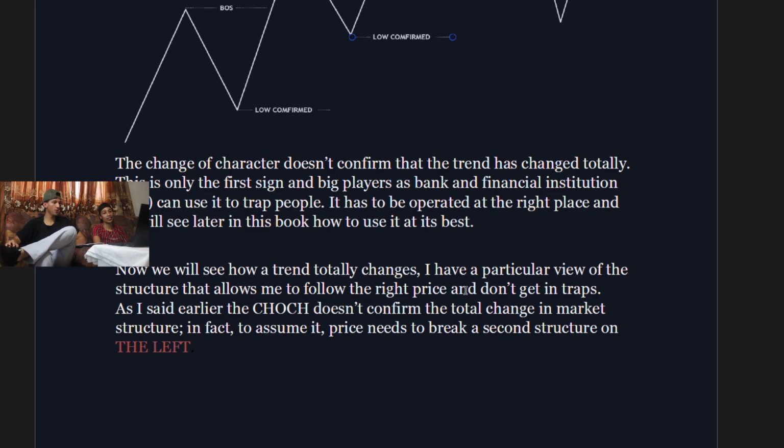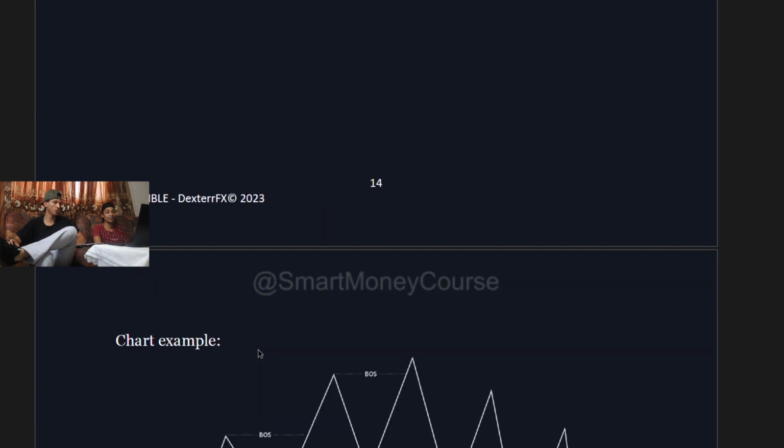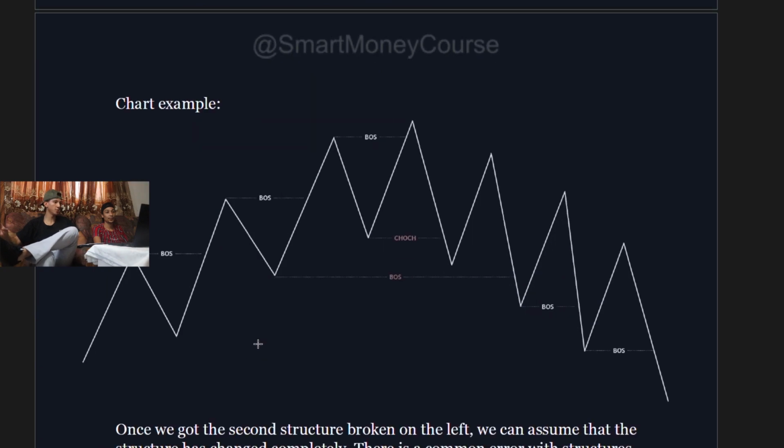I have a particular view of the structure that allows me to follow the right price, and I don't get into traps. As I said earlier, the CHOCH doesn't confirm the total change in the market structure. In fact, to assume it, price needs to break a second structure on the left. Okay, so we're going to show a chart example, as we can see. So this is confirming a full change of structure, basically a full CHOCH.